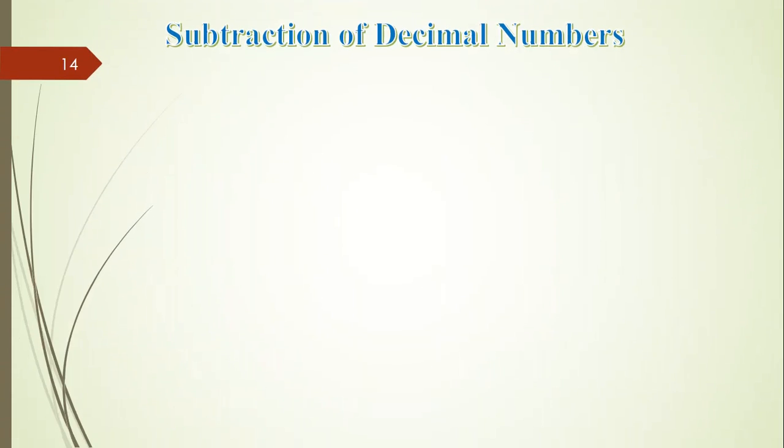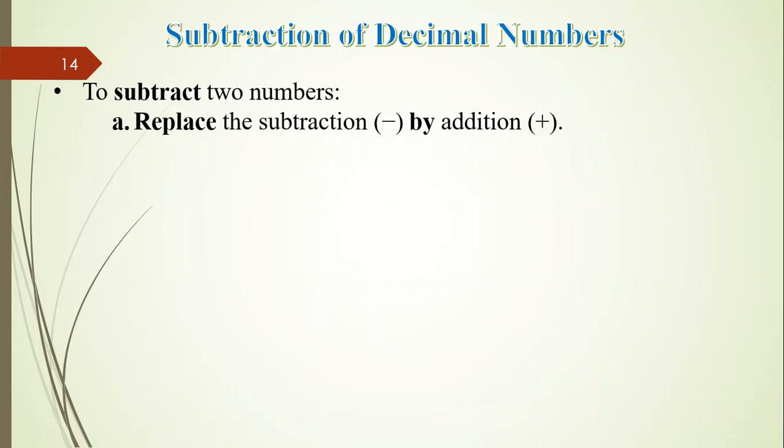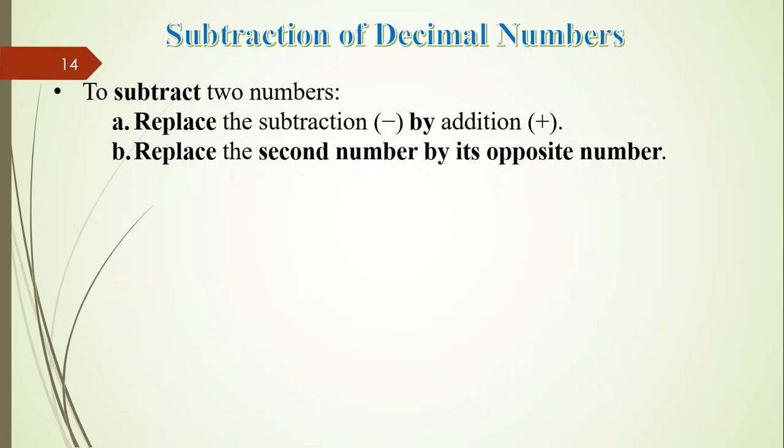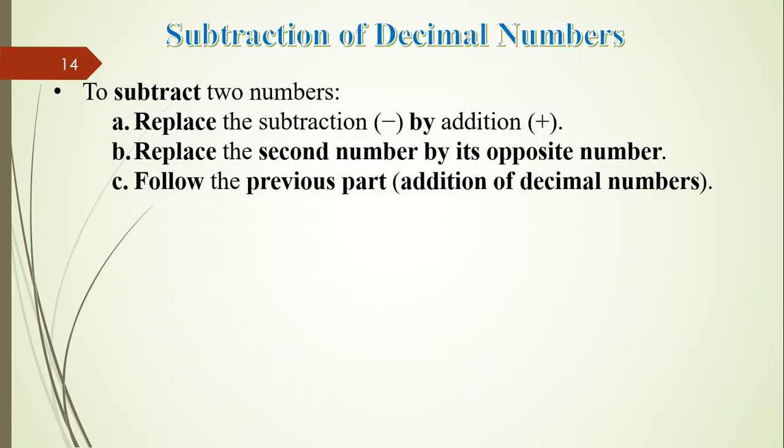Subtraction of decimal numbers. To subtract two numbers, first we have to replace the subtraction by addition. Second, replace the second number by its opposite number. Third, follow the previous part, which is the addition of decimal numbers.